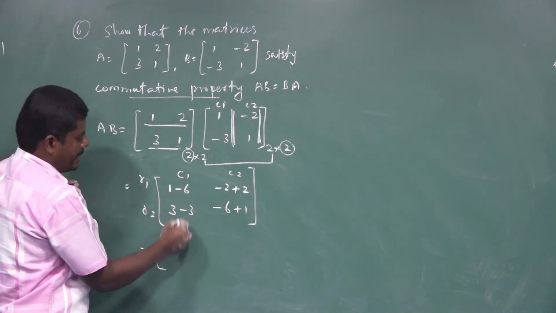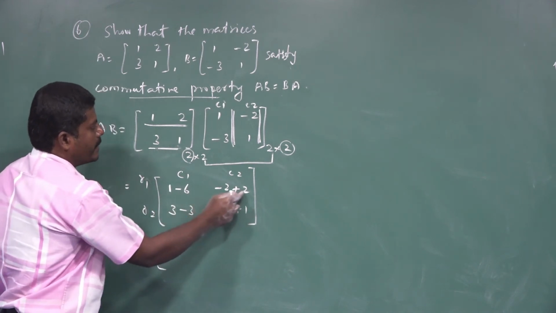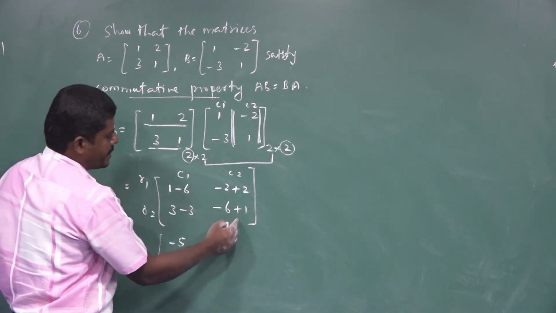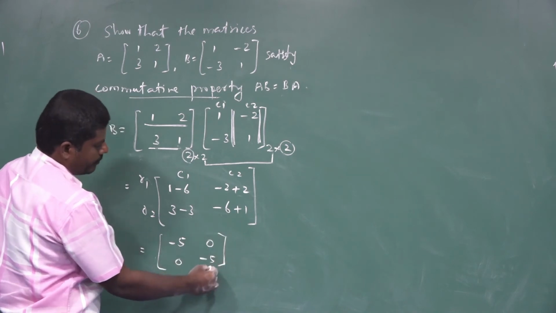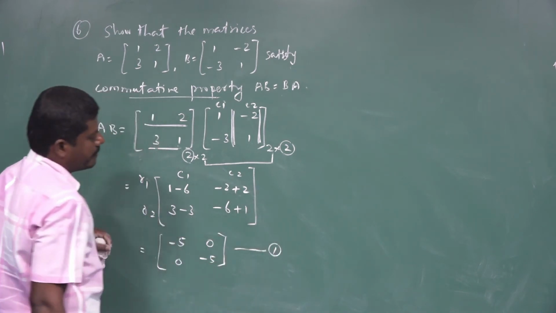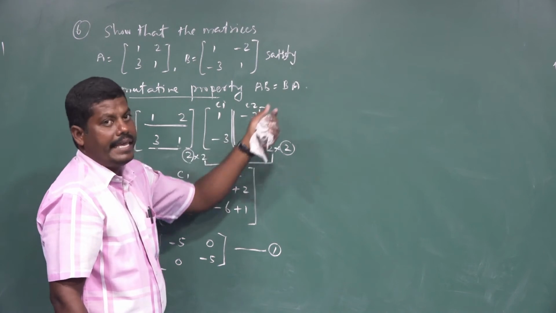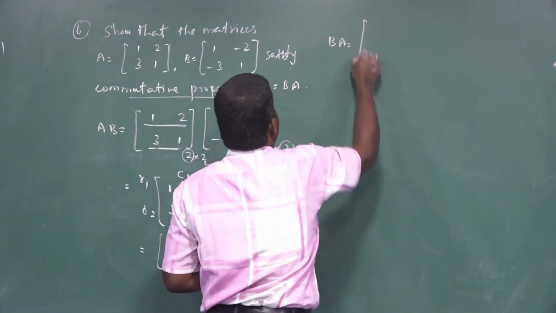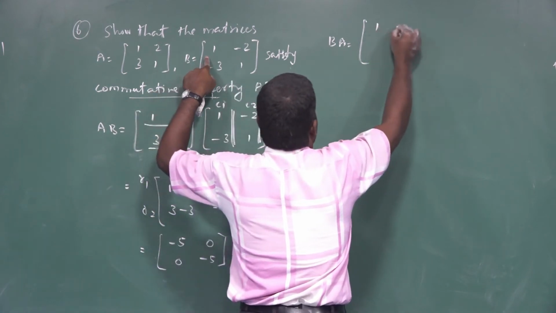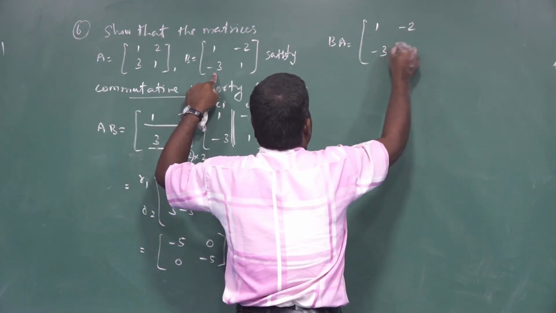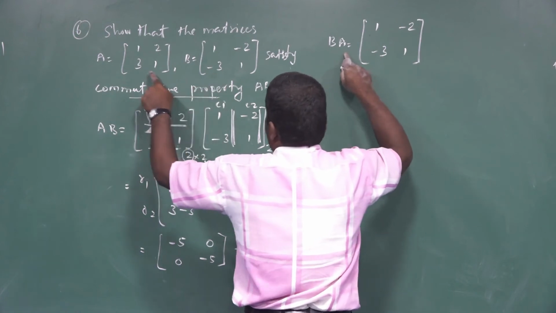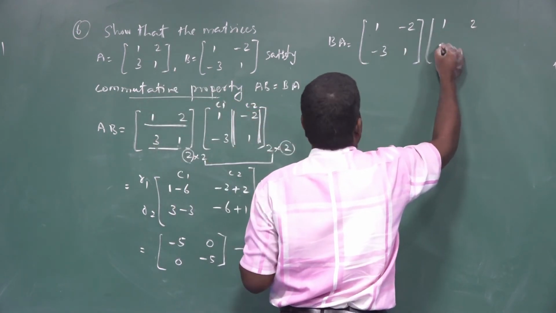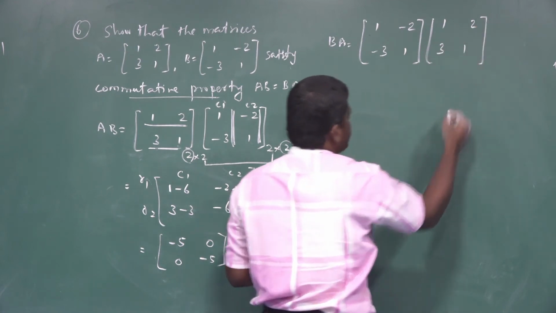Okay. 1 minus 6, minus 5. Minus 2 plus 2, 0. 3 minus 3, 0. Minus 6 plus 1, minus 5. This is our left side answer. You take 1. Next our right side is BA. We find BA now. BA is equal to B matrix 1, minus 2, minus 3, 1, A matrix is 1, 2, 3, 1. Understand?